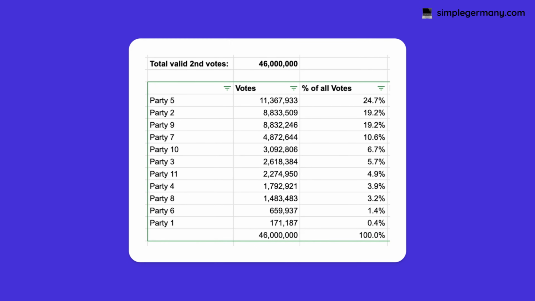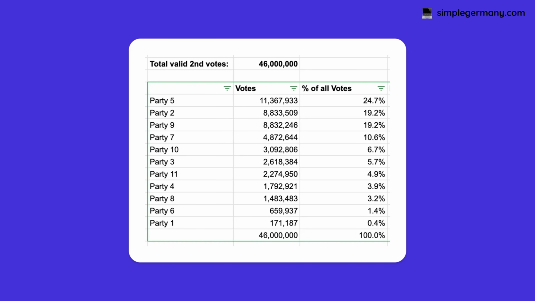Let's look at an example to make this easier to understand. Let's say 46 million valid second votes have been collected. That's our overall number. In this example, we pretend there are 11 parties that could be voted for, because at the time of recording, 11 are qualified for the 2025 election. We've put in random numbers for how many votes they got, calculated the percentage of the total votes per party, and sorted them from most votes to least.